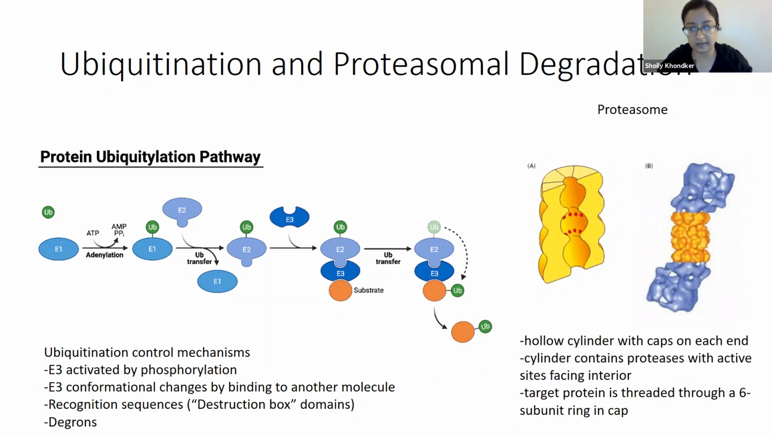There are multiple motifs involved in this process, but essentially these proteins have amino acid sequences that mark them for recognition by an ubiquitin ligase. And another mechanism for recognition of a target protein by ubiquitin ligase is called the degron, which are formed by phosphorylation events.